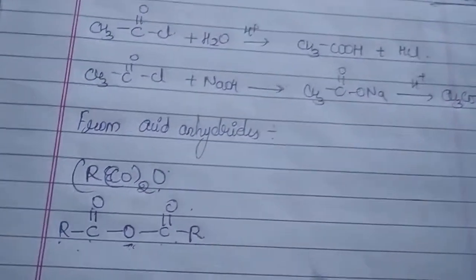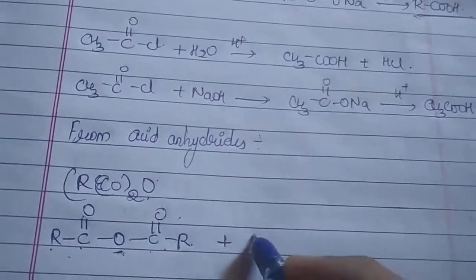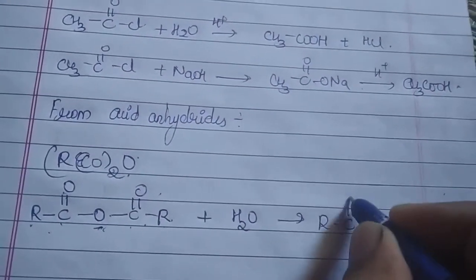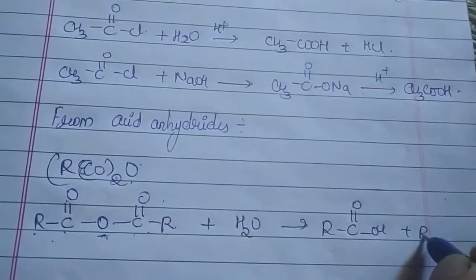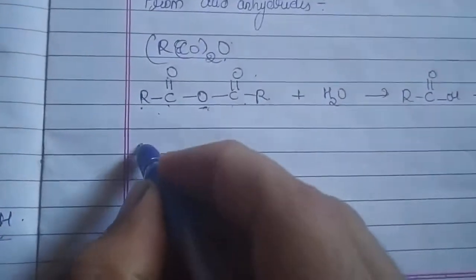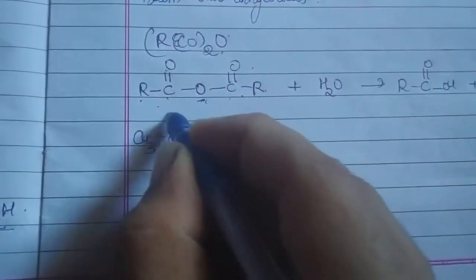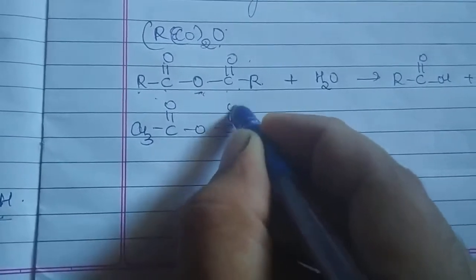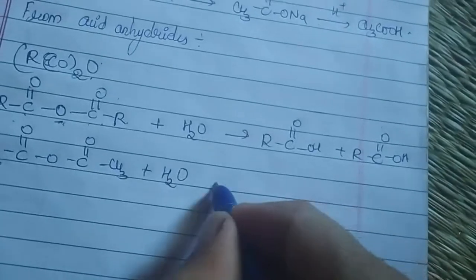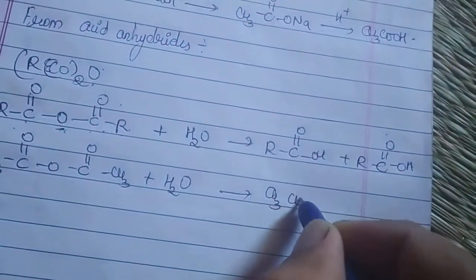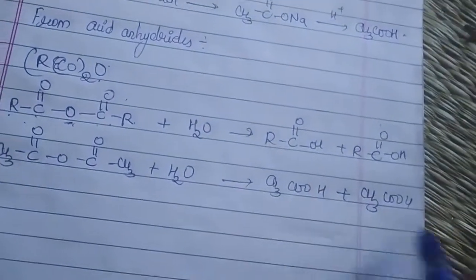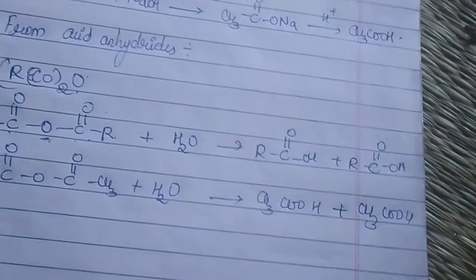So (RCO)2O. Whenever these acid anhydrides are just treated with water, yes, you will be getting your respective carboxylic acids. In both the cases, RCOOH. For example, if I use acetic anhydride, CH3COOCOCH3, in the presence of water, what you are going to get? Yes, you will be getting CH3COOH plus CH3COOH. That is 2 moles of acetic acid are obtained.